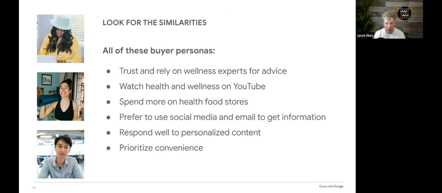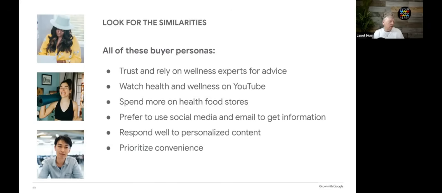So looking through the personas, I see that they trust and rely on wellness experts for advice. They watch health and wellness on YouTube. So that is the way that they get their information about health and wellness. They're willing to spend more on health food stores rather than the regular grocery. They prefer to use social media and email to get their information. They respond well to personalized content, and they prioritize convenience.